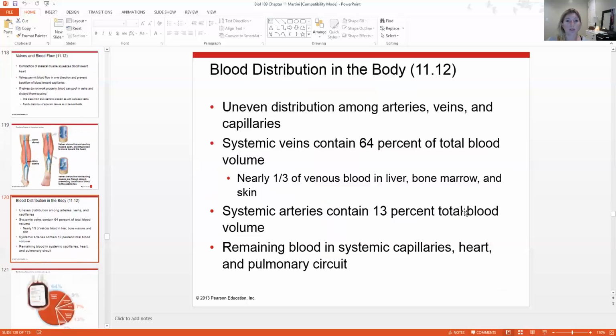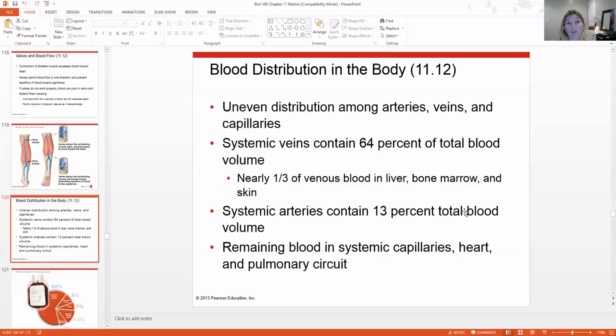Blood can be distributed unevenly between arteries, veins, and capillaries. In fact, the systemic veins hold the majority of blood volume. About a third of the venous blood is in the liver, the bone marrow, and the skin. So liver, bone marrow, and skin have a huge blood supply. Think about it. Why would it need to be in the liver? Liver is our main metabolic center. Why would it be in our bone marrow? Bone marrow is where blood is being made and recycled. And our skin, that is there for our first line of defense. So you want to keep blood to all three of those areas.